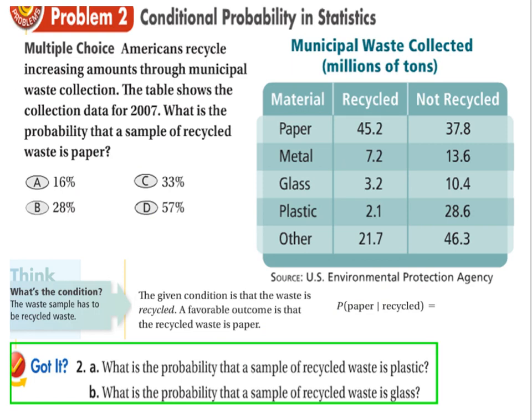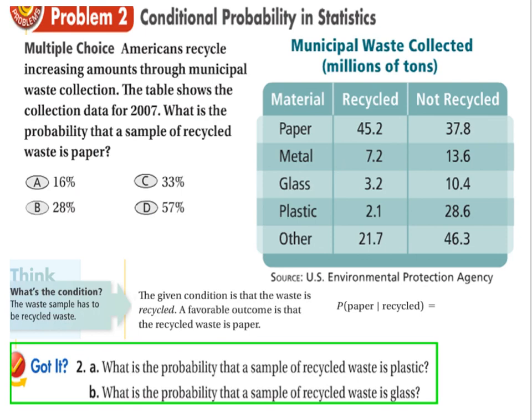Here's a similar setup for this one. This one's talking about municipal waste collected, and again, this is millions of tons, but I'll generally just refer to these numbers as they appear. So in this problem it says Americans recycle increasing amounts through municipal waste collection. The table shows collection data for 2007. What is the probability that a sample of recycled waste is paper? So again, they just write out the question. They don't give us what it looks like using conditional probability notation.